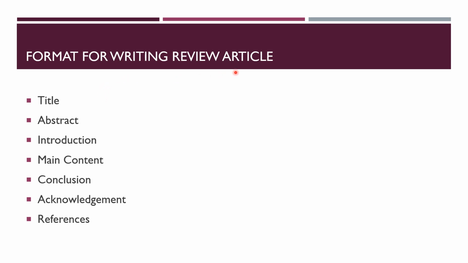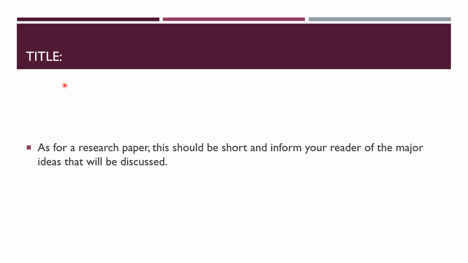Format for writing review article consists of title, abstract, introduction, main content, conclusion, acknowledgement, references. Title: as same as for research paper, this should be short and inform your reader of the major ideas that will be discussed.